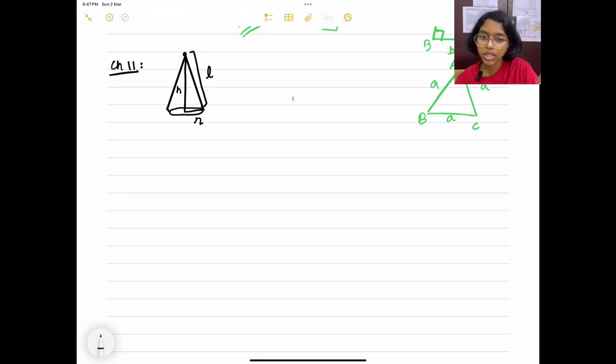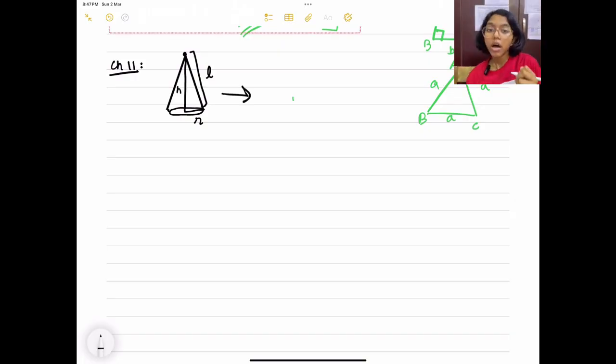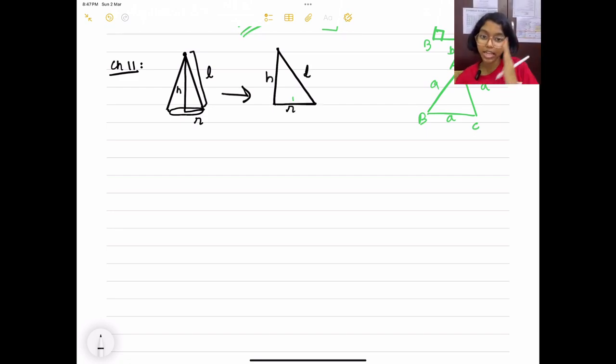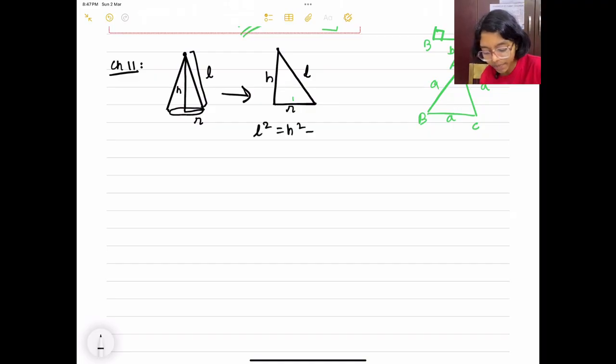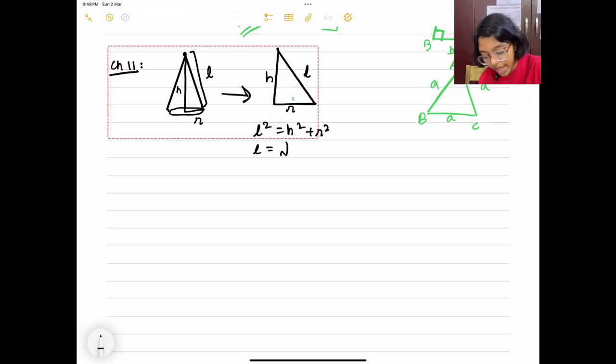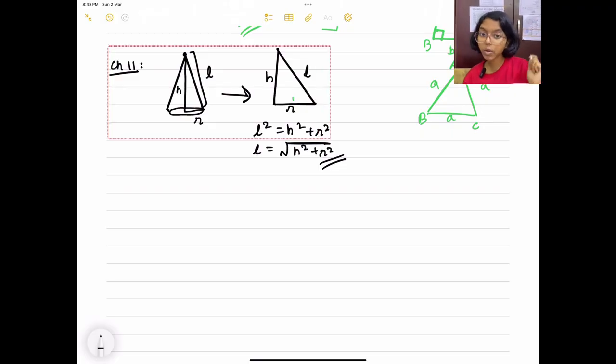See, slant height and height is not the same thing. Height is basically the perpendicular distance, and slant height is the hypotenuse. If we make this into a right angle triangle, if we draw it again like this, this is the H, this is the R, this is the L. You can see the L is obviously greater than H and R because we know hypotenuse is the longest side of a right angle triangle, right? So how do we find L actually? We know L square is equal to H square plus R square according to Pythagoras theorem, right? So L is equal to root H square plus R square. This is one thing about cones you need to know.